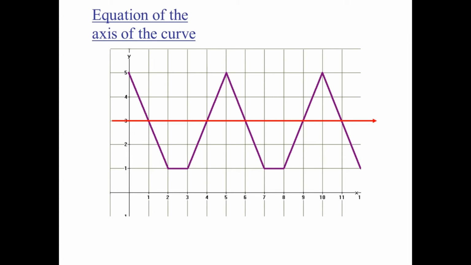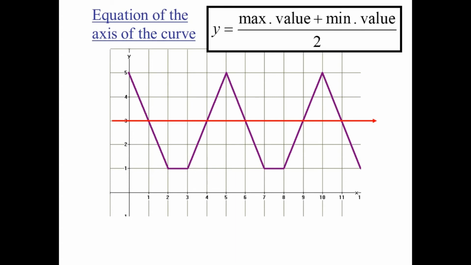Horizontal lines have equations, and they're always y equals a number. Y equals a number, and that number is the max plus the min over 2. Y equals max plus min over 2. In this case, y equals 5, the highest, plus 1, the lowest, over 2. So that's max plus min over 2, and so that red line is y equals 3.